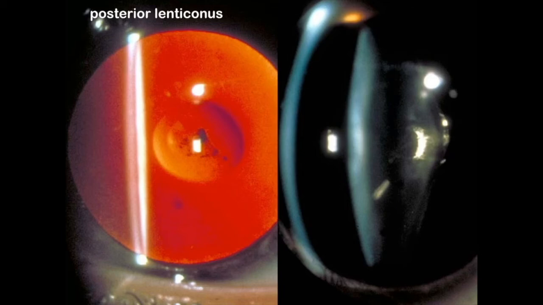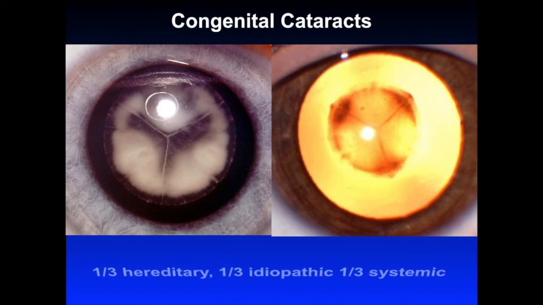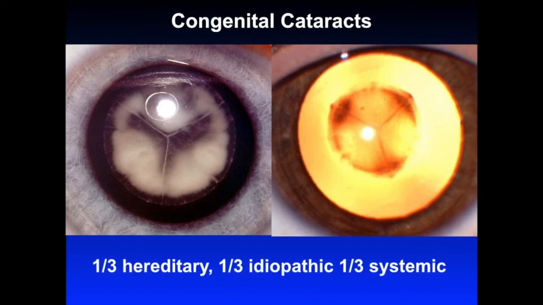Posterior lenticonus is unassociated with systemic disease. In the parallel pipette slit lamp photo on the right, we see the posterior bulging of the cortex in the area of lenticonus, and there's some associated cortical change as well. Congenital cataracts, there's a rule of 3. 1/3 are hereditary, 1/3 are idiopathic, and 1/3 are associated with systemic disease.